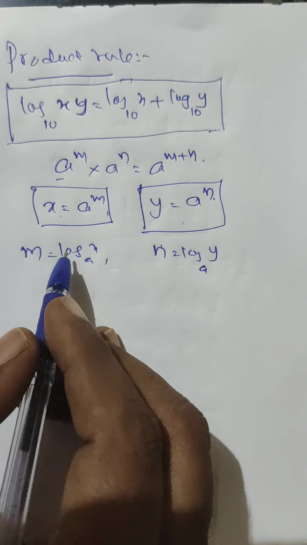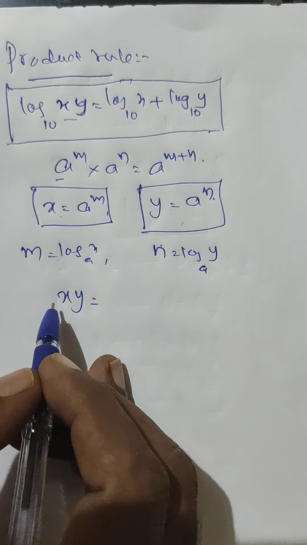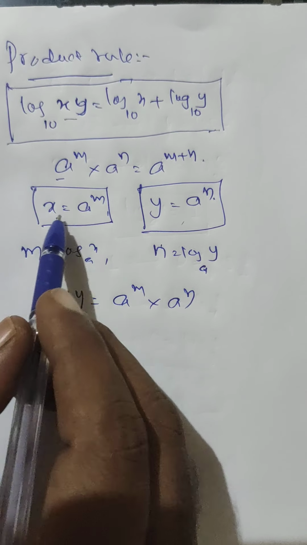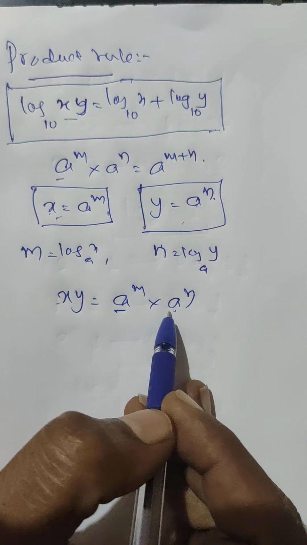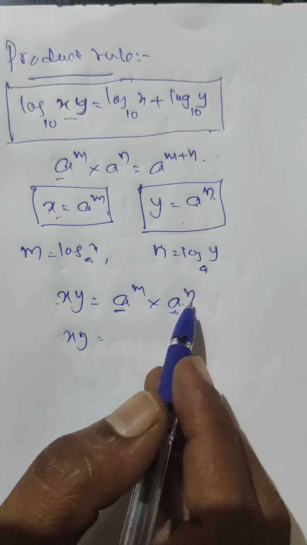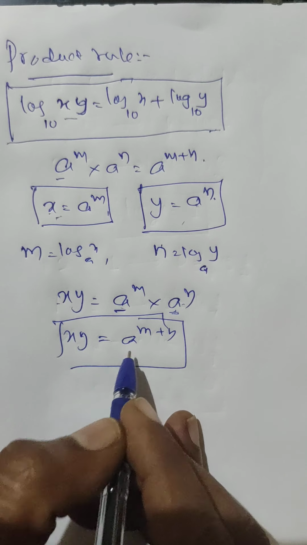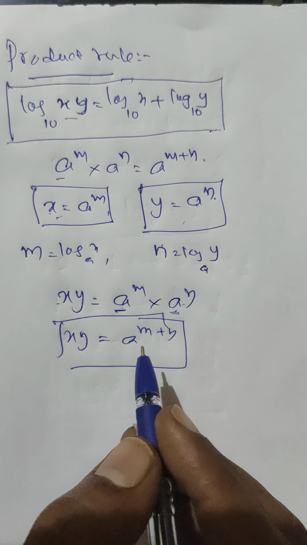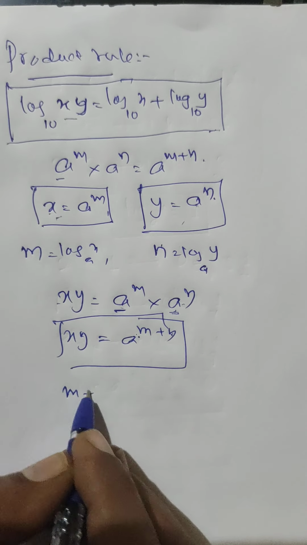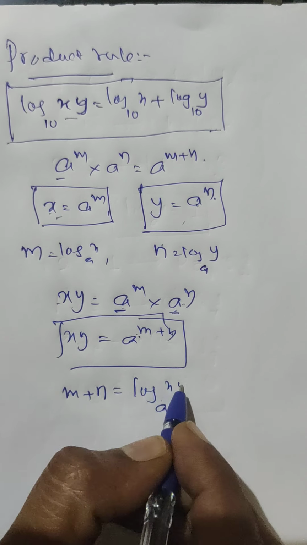Okay, so x into y, a product, x into y is equal to a power m into a power n. Here x is equal to a power m and y is equal to a power n. So we know that through the laws of exponents it is a power m plus n. Again you observe here, this is exponential form. Convert this into log form. So what is the exponent? m plus n. m plus n is equal to log, with base a, of xy.